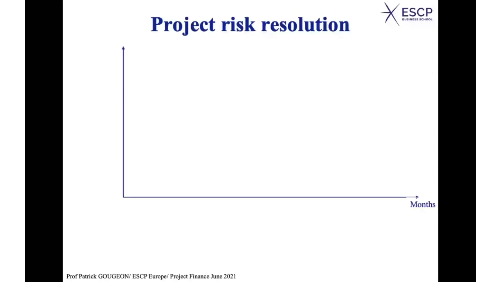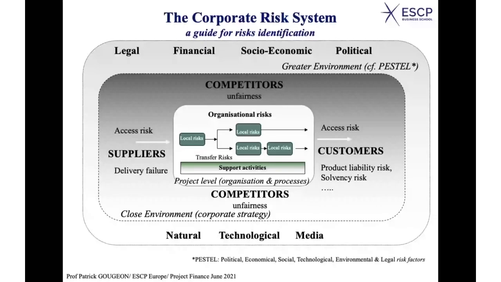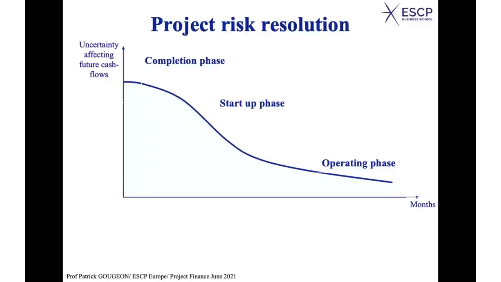What this doesn't show is that you have a timing of risk when it comes to project finance. So the next slide is there to describe the evolution of risk over time. What do you have here? On the vertical axis of this graph, you have the level of uncertainty affecting future cash flows. Don't ask me at this stage how we can measure this, but let's assume you have a kind of indicator of that. And you have the time on the horizontal axis in terms of months here.